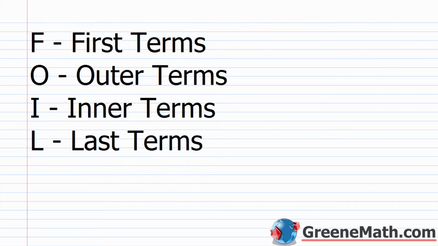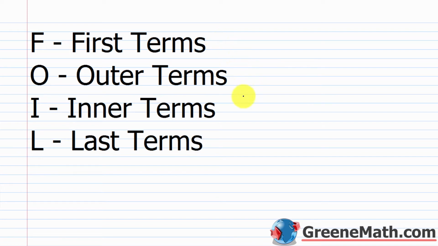All right, so FOIL is an acronym. And basically, each letter stands for something. So the F in FOIL stands for first terms. So I'm going to start out by multiplying my first terms together. The O stands for outer terms. So my second step would be to multiply the outer terms together. The I stands for inner terms. So my third step is to multiply the inner terms together. And then the L means the last terms or the final terms. So my final step is to multiply the final terms together.